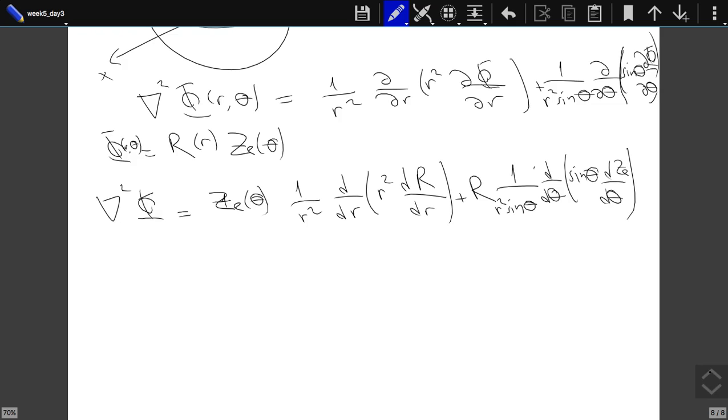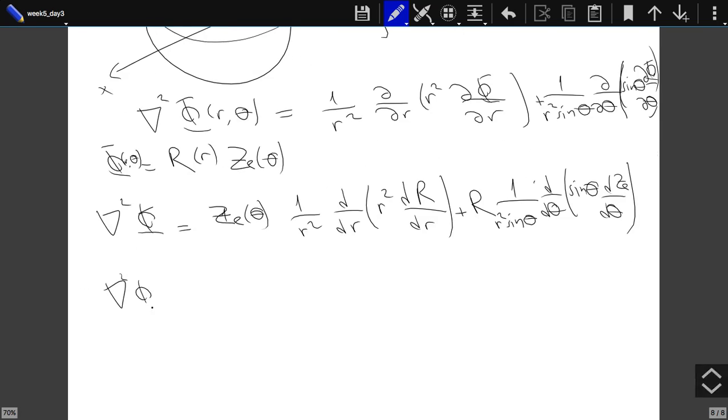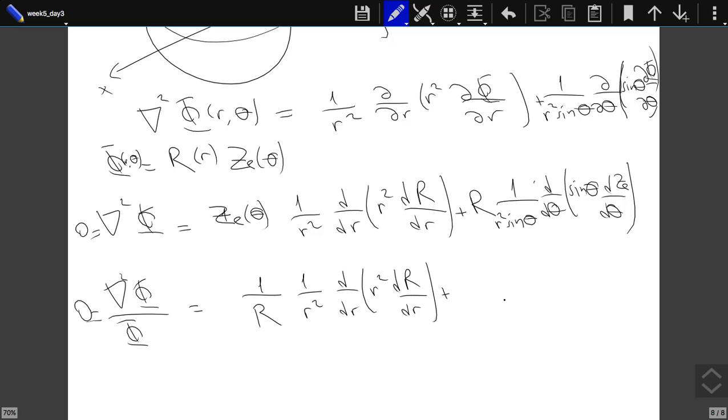I will again divide by R times ZE, both sides, which should be 0. This is equal to 1 over capital R, 1 over R squared d by dr, R squared dR by dr, plus 1 over R squared, 1 over ZE, 1 over sine theta, d by d theta, sine theta, dZE by d theta.